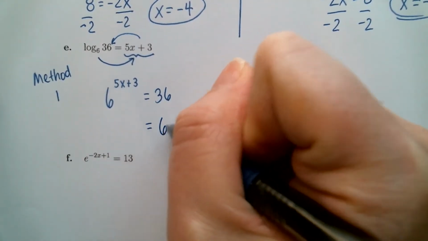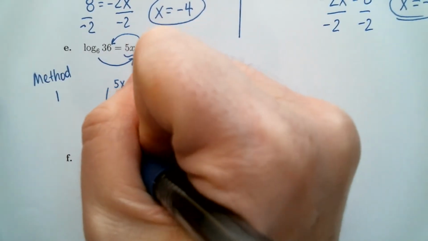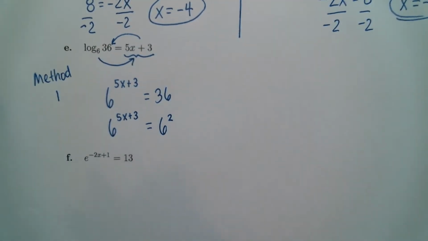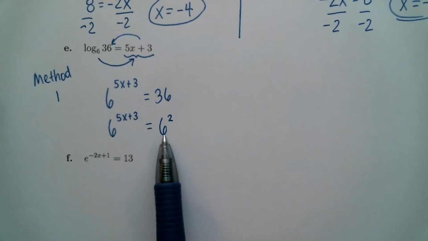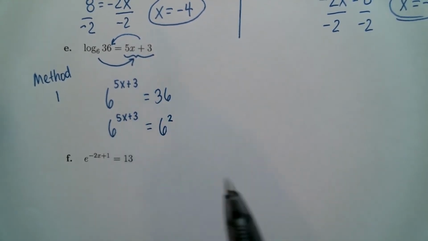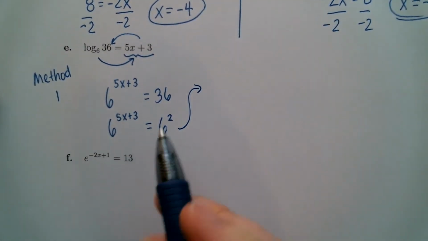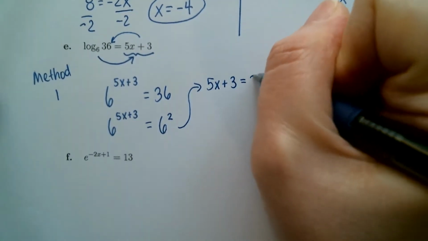36 is 6 squared. So that's the right side. Left side, we're going to keep it with base 6, so nothing changes. So now you have a power of 6 equal to a power of 6. The bases are the same. The only way that can happen, if this is a true statement, is if the exponents are equal. So we'll go ahead and equate the exponents.